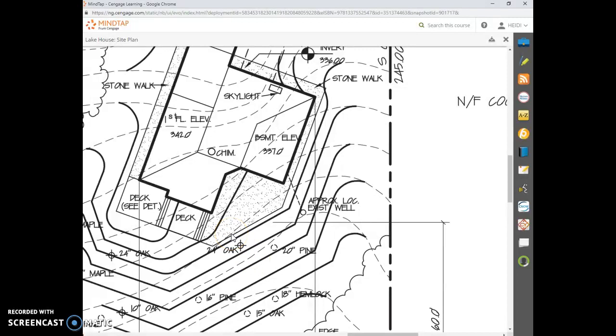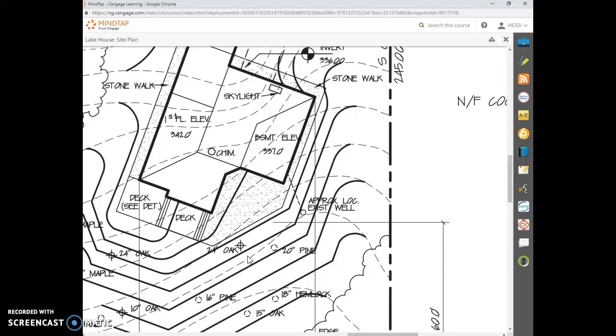And then the second step is to scale the distance from the unknown point to the nearest contour line. So we need to scale that distance from the center of the oak to this contour line, and that was 4 feet, and the center of the oak to this contour line was also 4 feet.